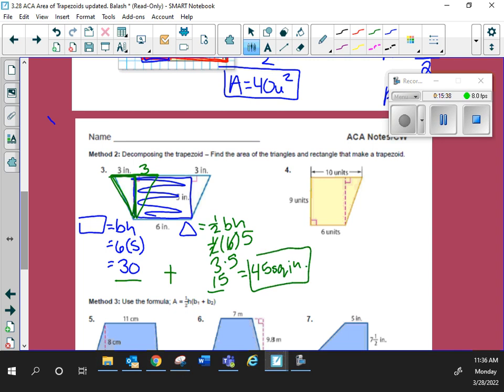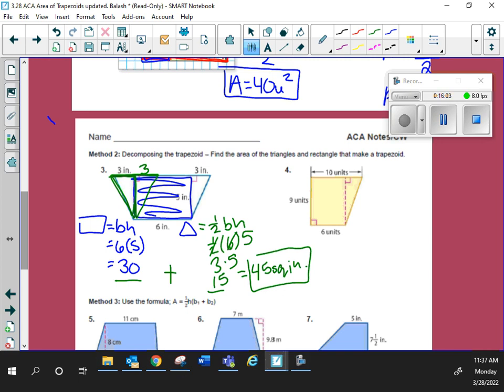Okay? If the trapezoid formula is overwhelming, sometimes it is, because there's a lot of letters. Sometimes it can be overwhelming. So what you can do instead is break it down into pieces that you know. Okay? Looking at that next trapezoid, what do you notice about that next trapezoid that's different than the one we just did together? It only has 1 triangle versus 2. Well, does that mean it's not a trapezoid?